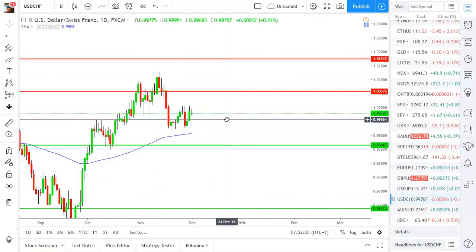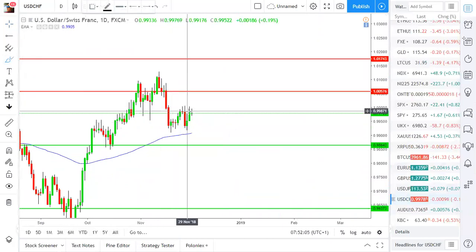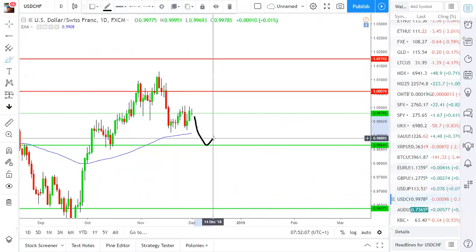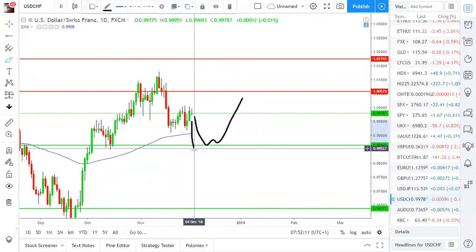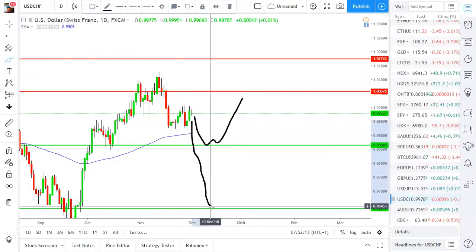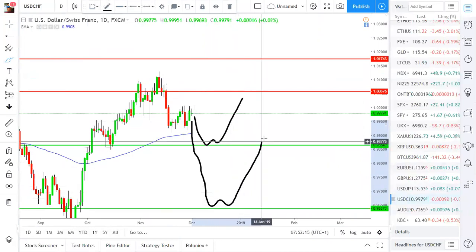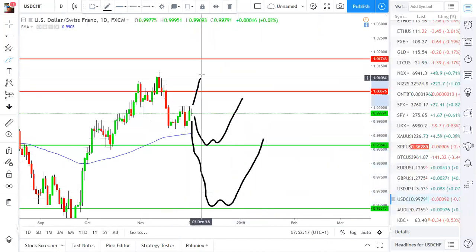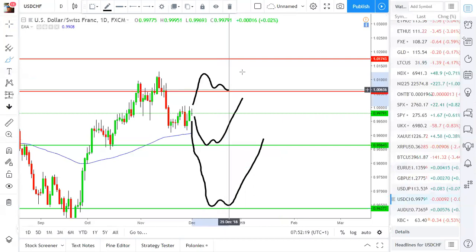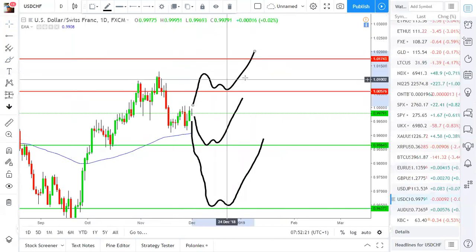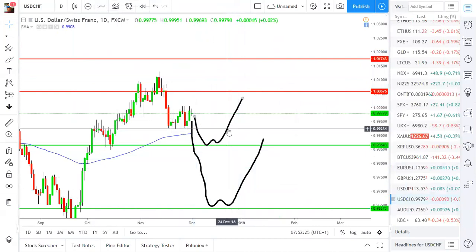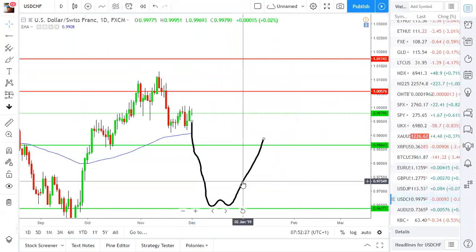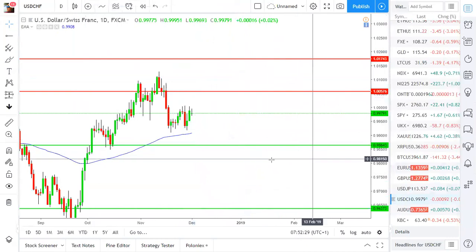So for me, I will be looking for this pair to come back down and test my support and find a reason to go long on this pair. If it breaks through, I'll be looking for this to act as support. And if it does break through this resistance, that's where I'll be going long as well. So those are the key areas in the market that I'll be looking for on this particular currency pair.